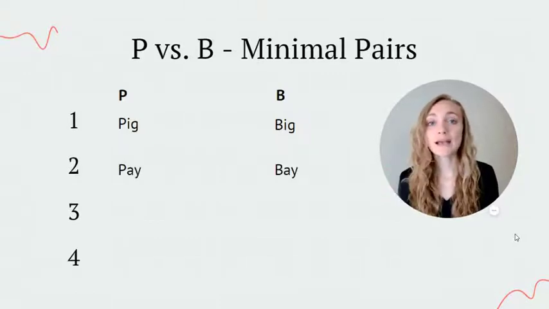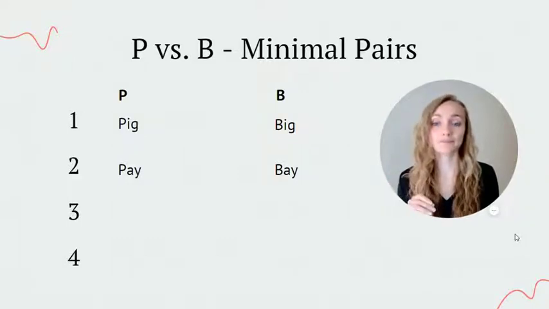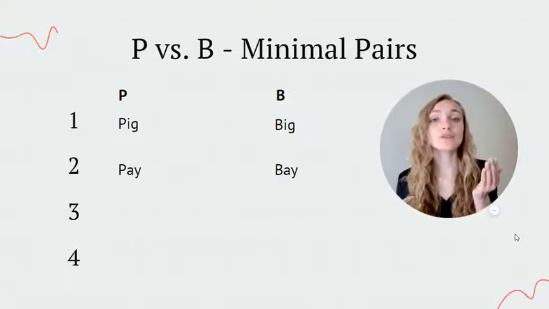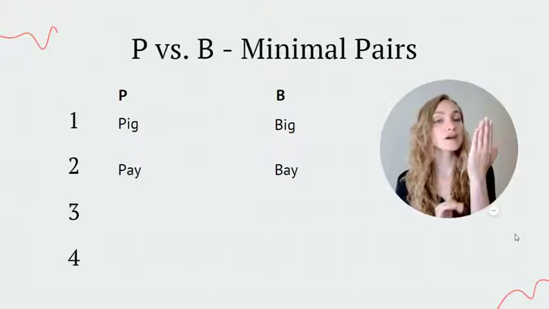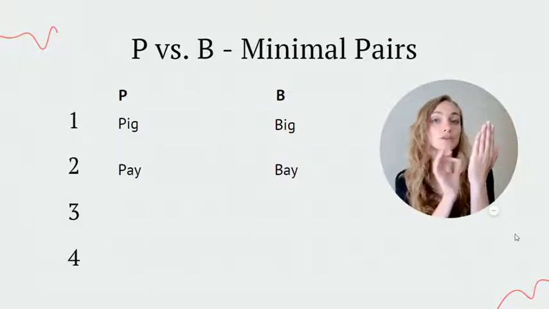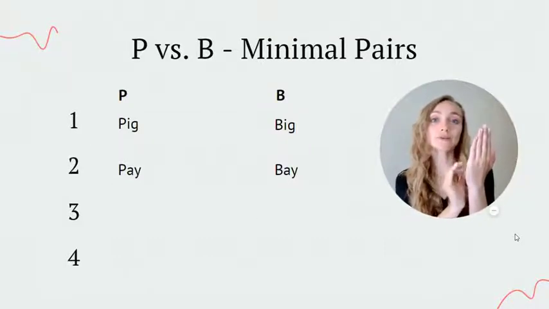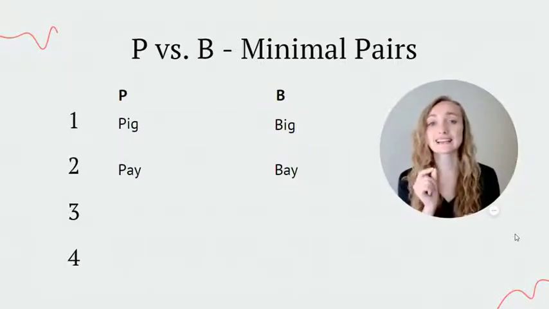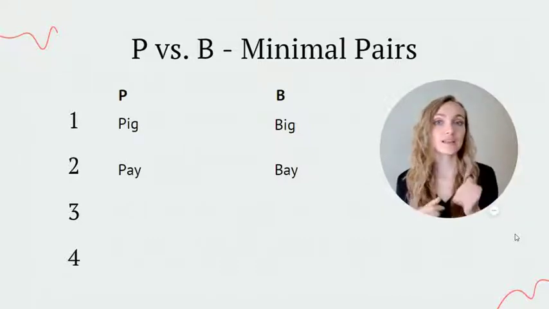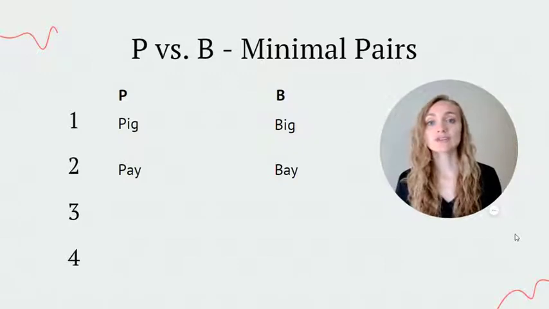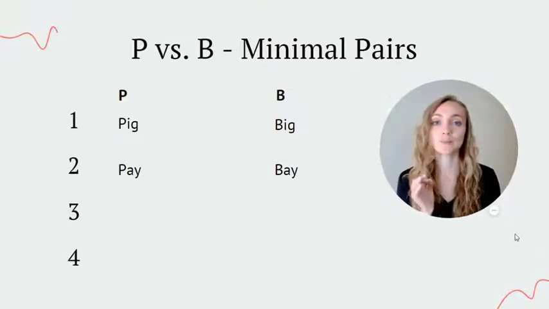Next, pay, bay. Pay, bay. And with the P, you should feel a small puff of air if you put your hand outside of your face. P, p, p. You should feel a puff of air come out afterwards with that aspiration, like a tiny H. P, pig, pay. Okay? If you don't feel that aspiration, try to imagine the H there.